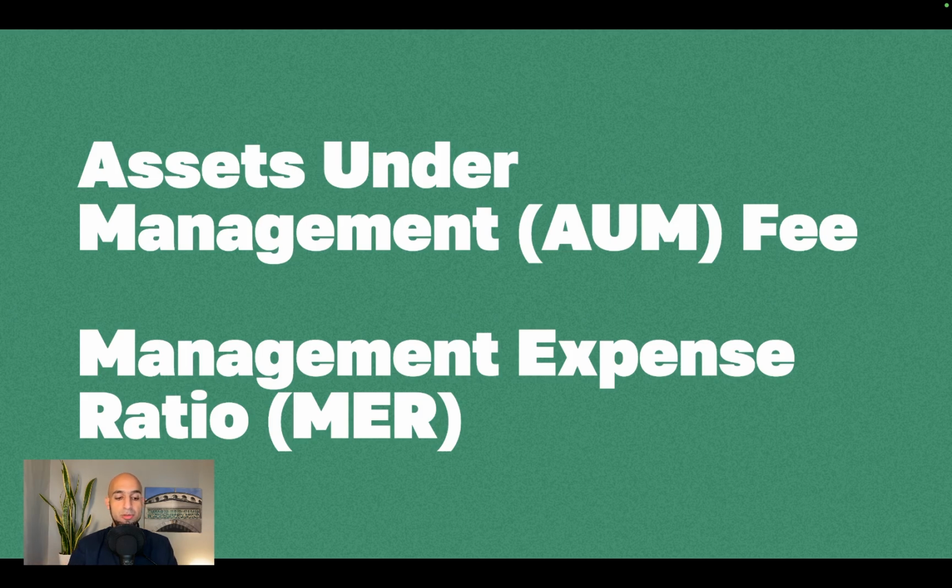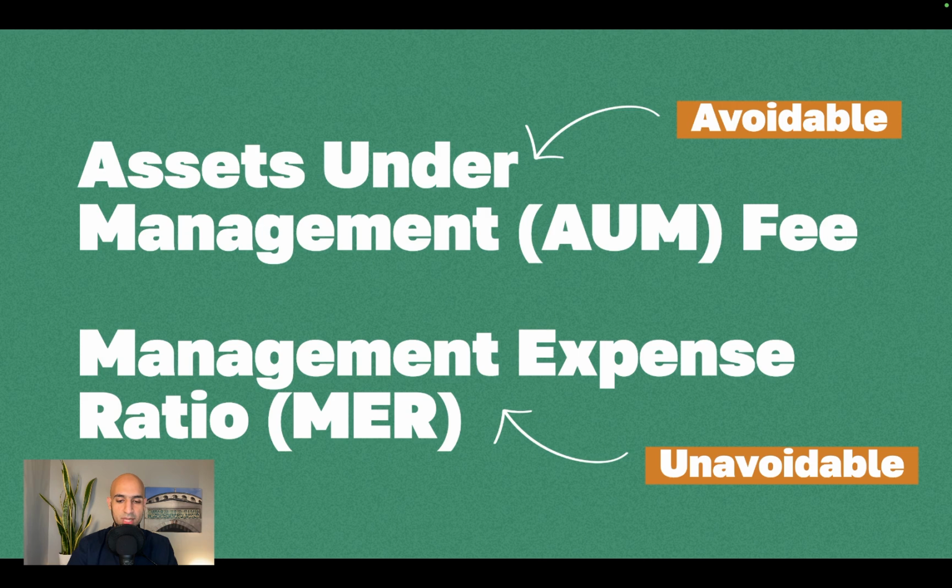It's what people also in the passive investing world will pay to robo-advisors. Your management expense ratio is different. It's the percentage that you are charged for accessing a fund. It's sort of the cost annually for accessing the market. The thing to take away from this is that AUM fees are avoidable, whereas MER fees are not. So AUM fees are avoidable, MER fees are not.